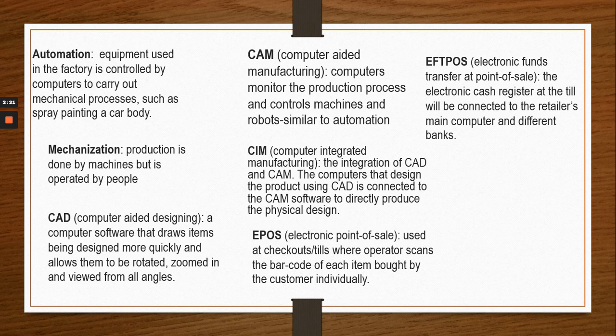Now, different from automation, we have what we call mechanization. Here in mechanization, production is done by machines, but the machines are operated by people. I think you get the difference between automation and mechanization. In automation, the machines are operated by computers. Obviously, you have a few people sitting at a computer, but basically machines are operated by computers. Then in mechanization, the machines are operated by people.